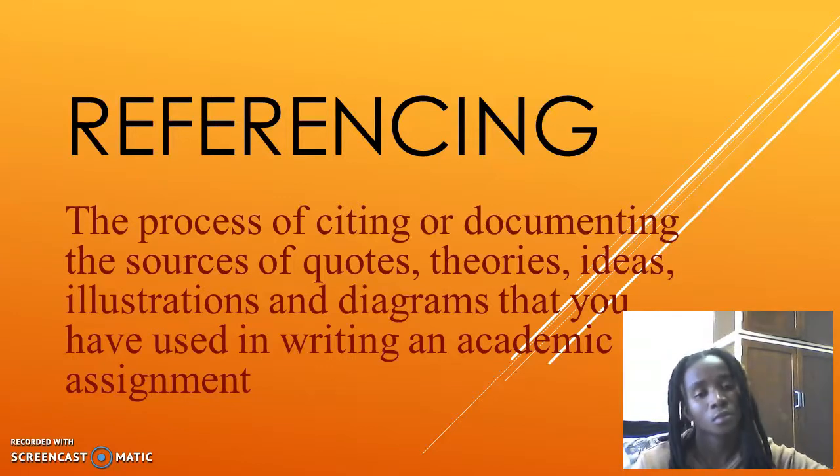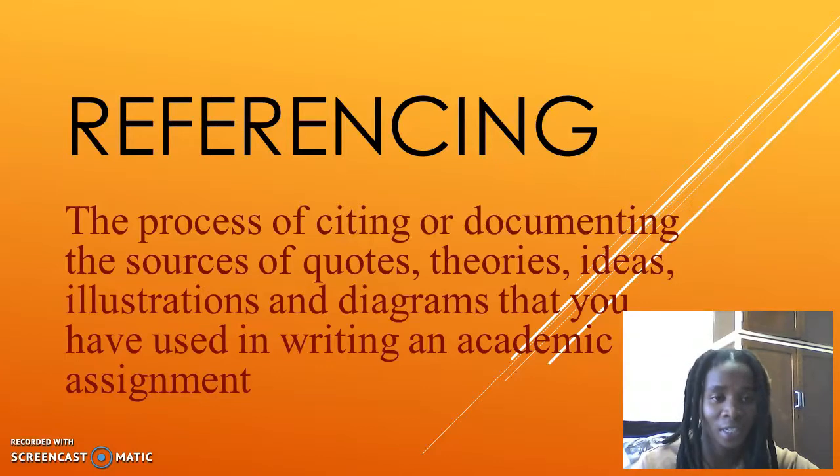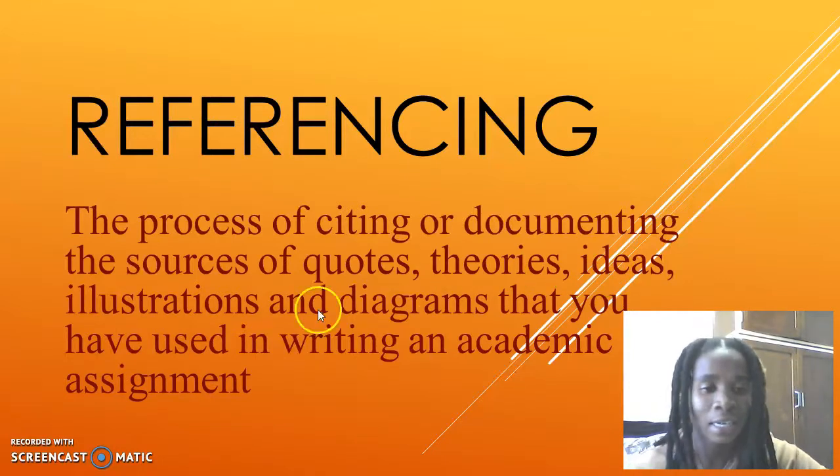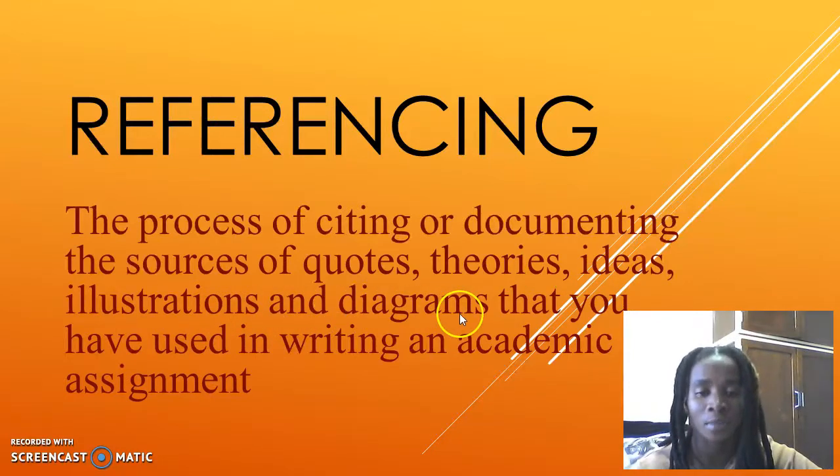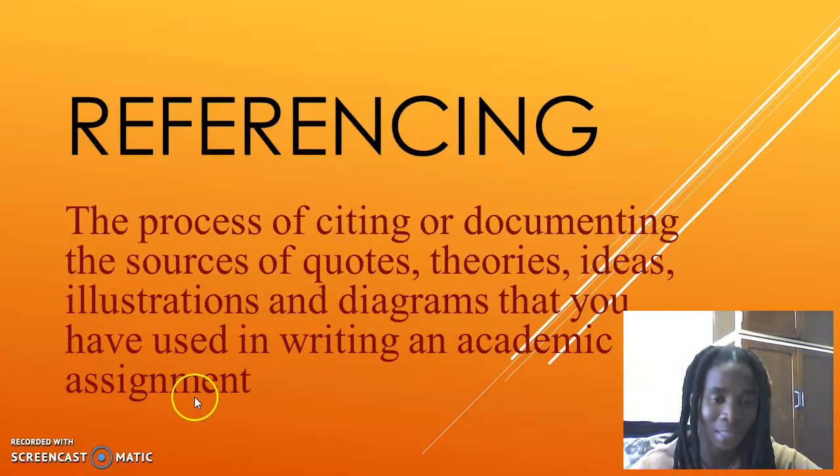Now, if one may ask, what is referencing? It is a process of citing or documenting the sources of quotes, theories, ideas, illustrations, and diagrams that you have used in writing an academic assignment.